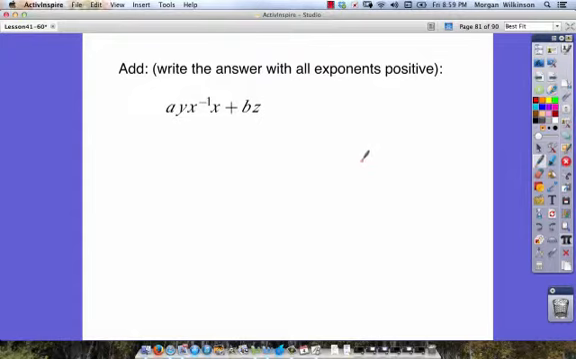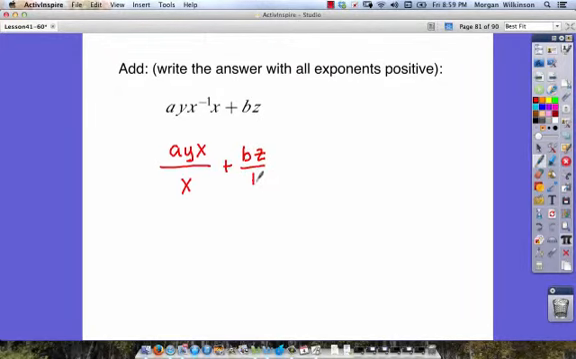Let's go ahead and add again. We want to write the answer with all exponents positive, just like the last problem. So we want to make all of our exponents positive, so we're going to get ay x over, and then we've got x to the negative first power, that must be x. And then we're going to get plus bz, and we're going to put plus bz over 1.